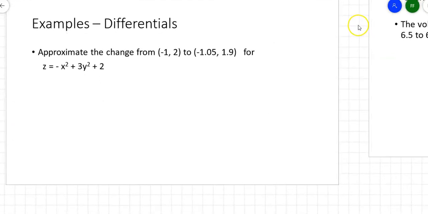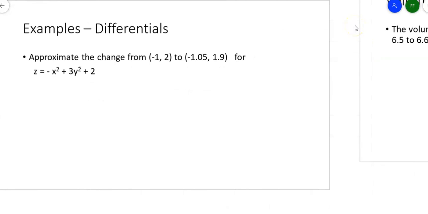Let's take a look at a simple example, and then we'll look at an application, and that'll be it. All right, so approximate the change from negative 1.2 to negative 1.05, 1.9 for that function. So the first thing is, let's find partial derivatives. The partial derivative of f with respect to x is going to be negative 2x. That's it, right? The other two things are treated as constants. The partial with respect to y is just 6y. So now let's evaluate the partial with respect to x at negative 1, 2.